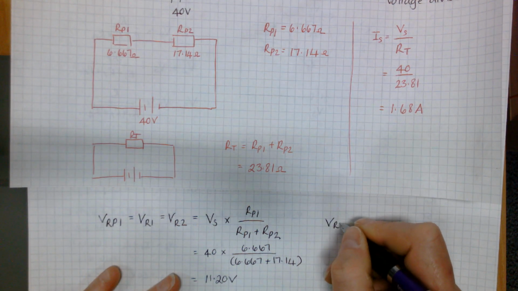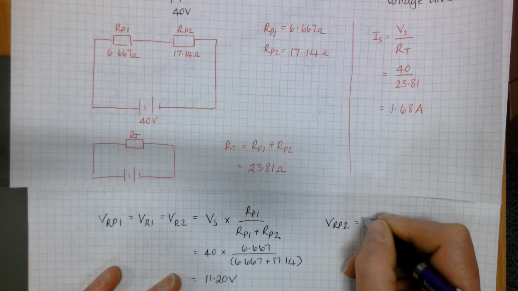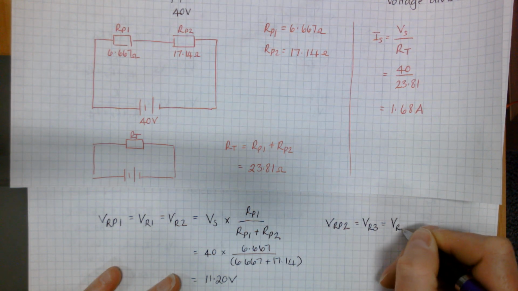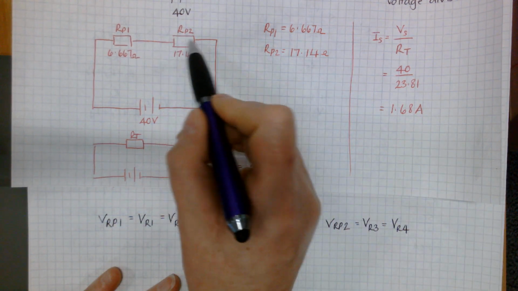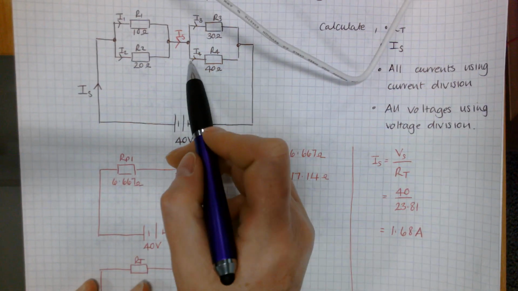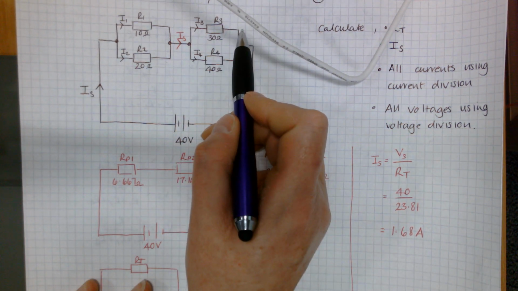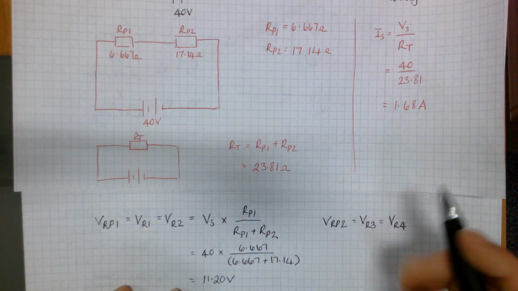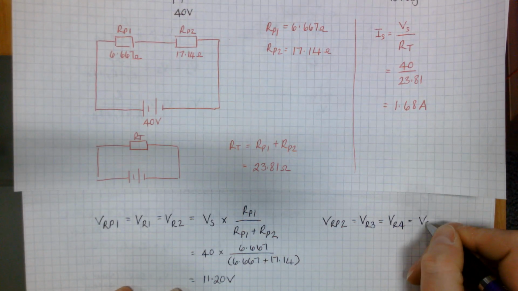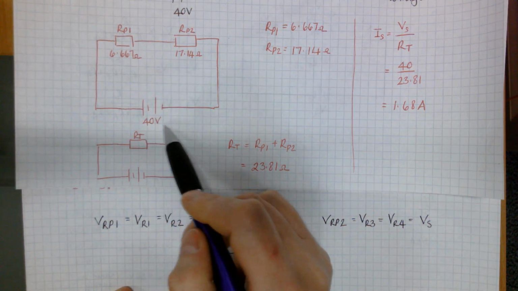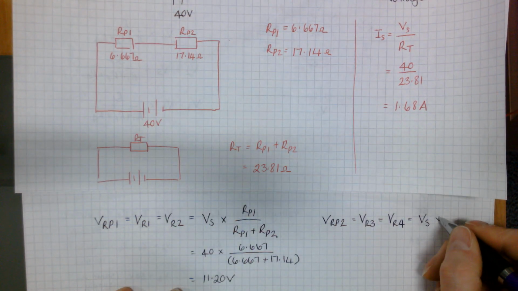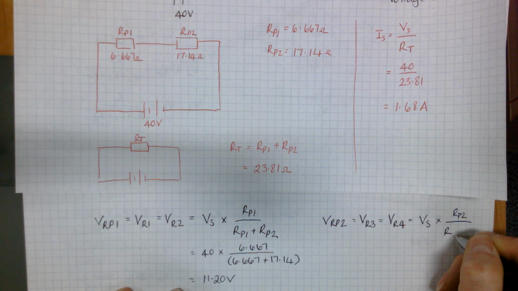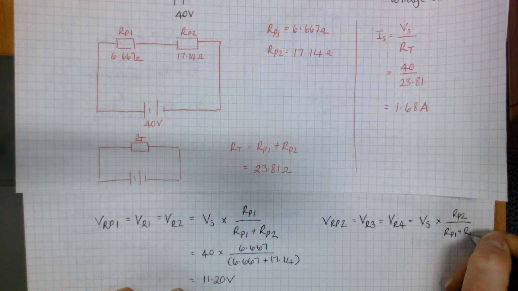And then for your second parallel part, VRP2, which is the same as the voltage across resistor 3, which is the same as the voltage across resistor 4. So this voltage here is the same as this voltage here, is the same as this voltage here. These are all the same. Again, the voltage you're dividing, looking at this circuit, is going to be your supply voltage, that 40. And it'll be RP2 in the top and RP1 plus RP2.